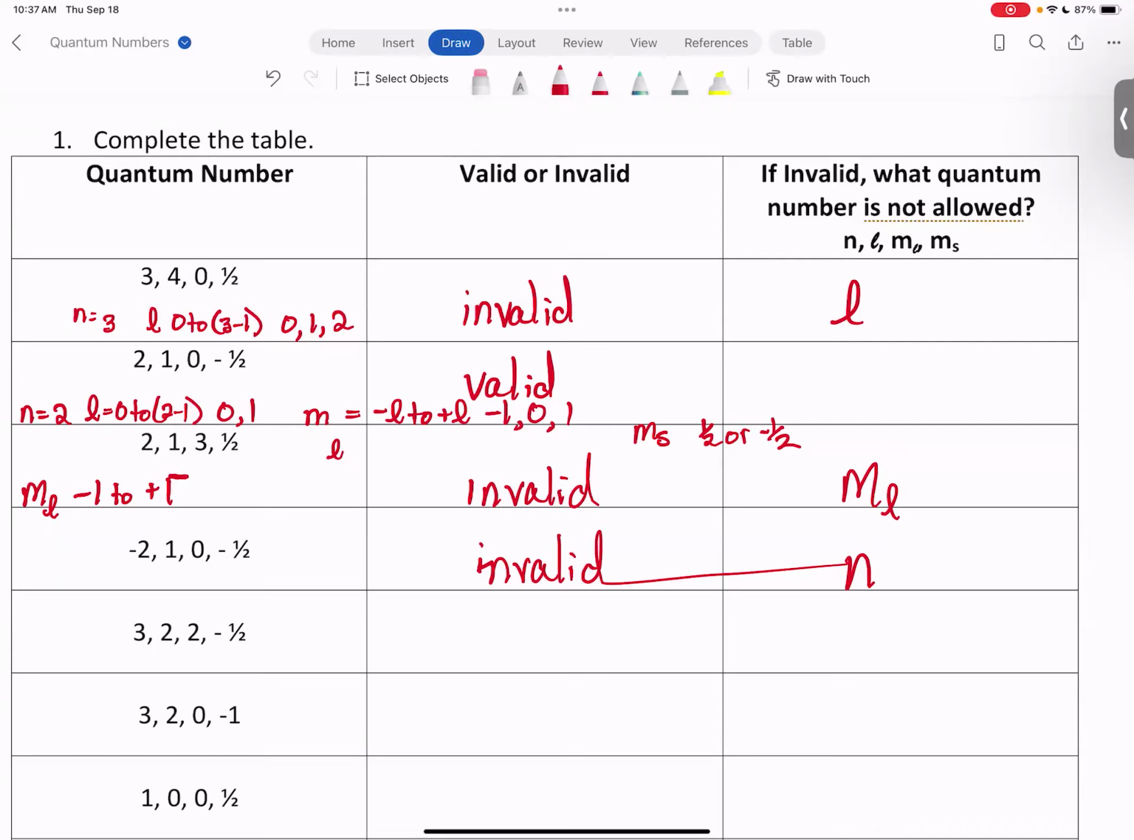Because all of these numbers, except for the M sub L value, every single one of these numbers can be found on the periodic table. So we're going to see how we translate this into that when we get into electron configurations.